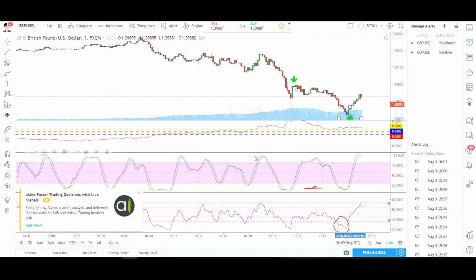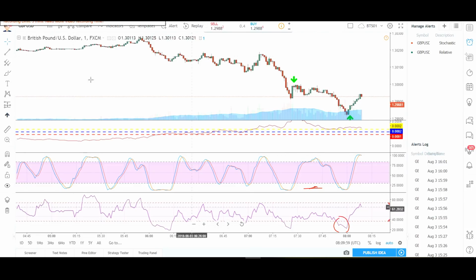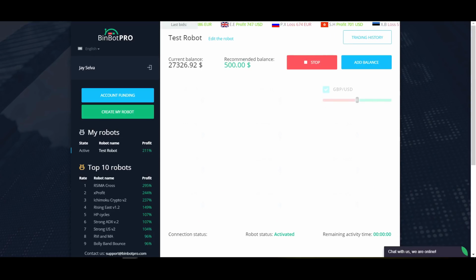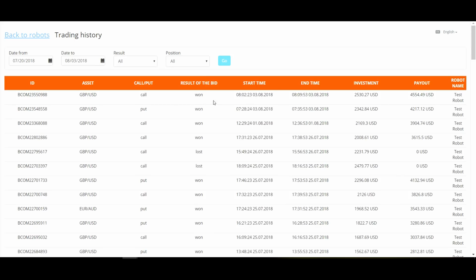So it is confirmed a win because there's no candle that goes down massively. Alright, so you can see my balance there is 27,000 already, and let me check the trading history. Okay, so here's my trading history. There's a winning trade, so investment was 2,500 and I've got a payout of $4,500, so it's about $2,000 profit. So that's very good actually.